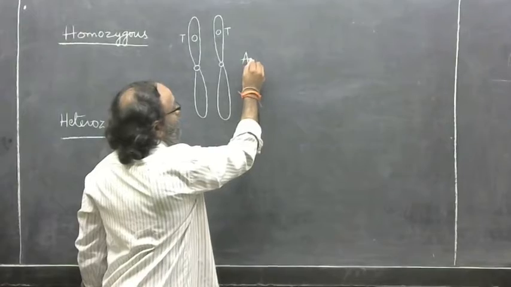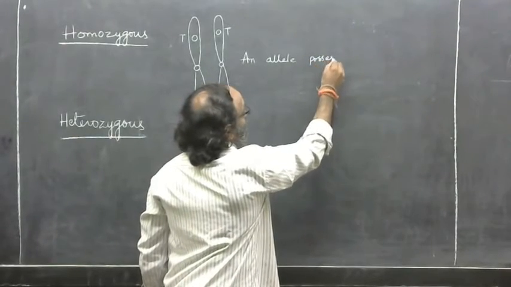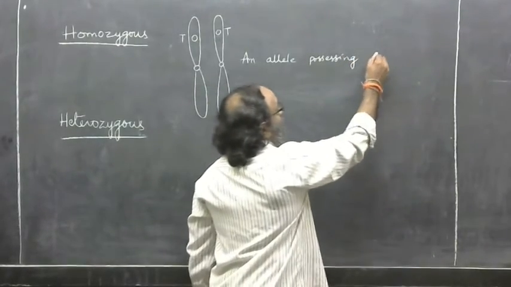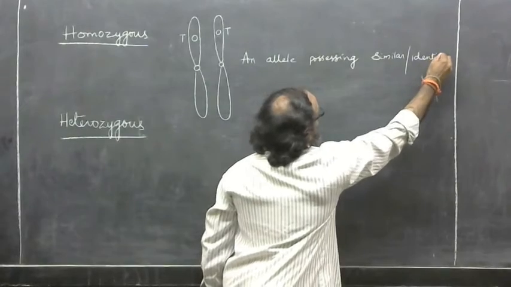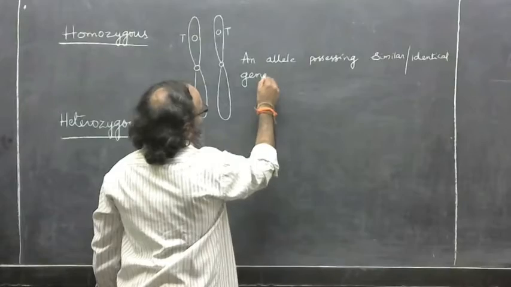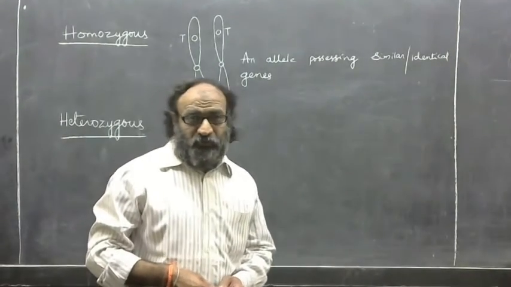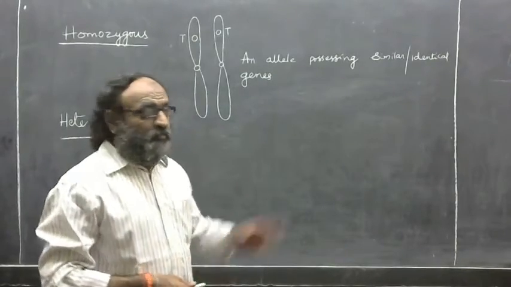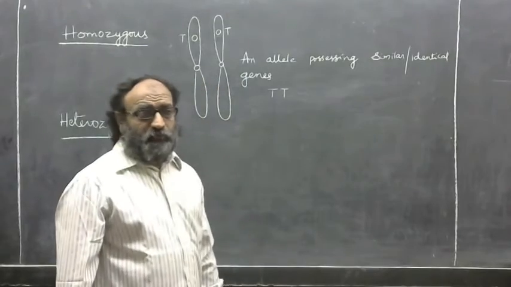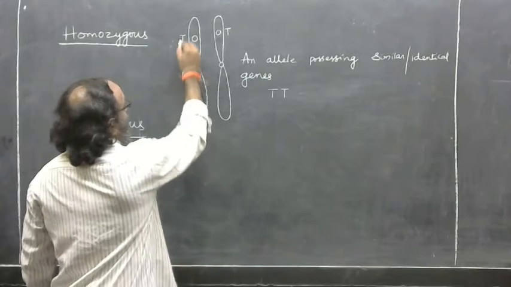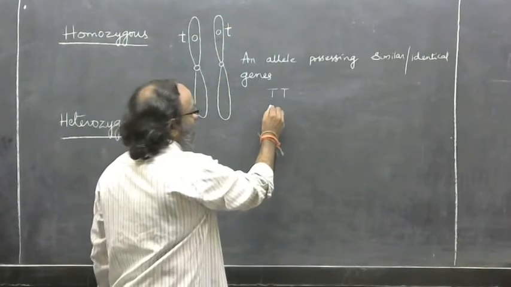So what is homozygous? Homozygous means an allele possessing similar or identical genes. An allele possessing similar or identical genes is homozygous condition. So in this particular case, TT is homozygous. Or if I say small t here and small t here, then it is also homozygous.